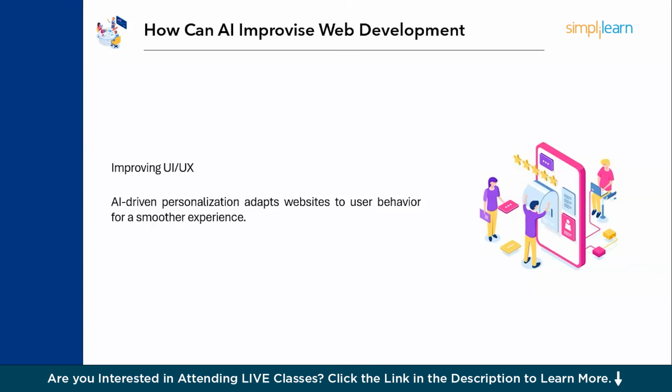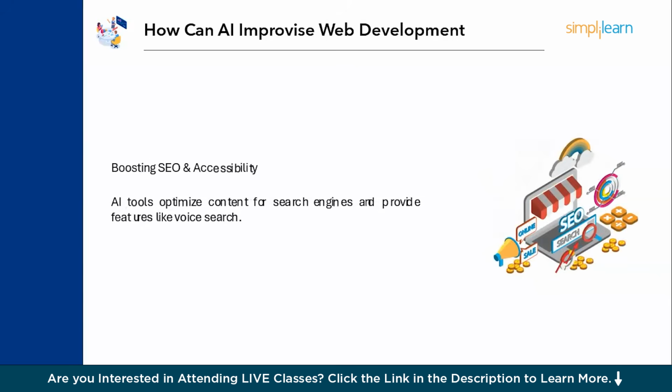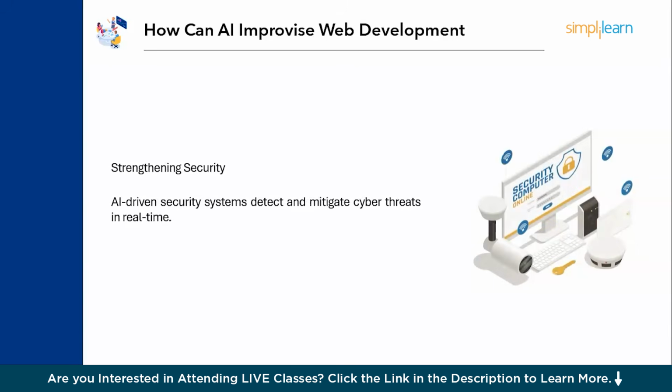And next ahead we have boosting the SEO and accessibility. This is the major part. AI tools optimize content for search engines and provide features like voice search. And lastly, strengthening security. AI-driven security systems detect and mitigate cyber threats in real time. Now, these are the overall advantages that AI can bring to the table in the web development process.